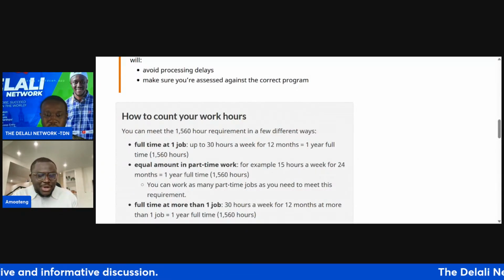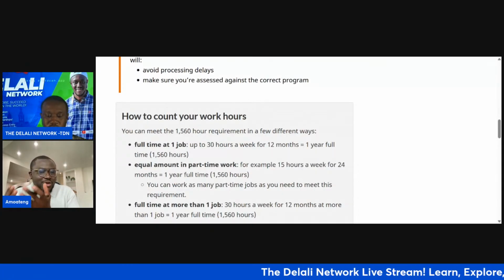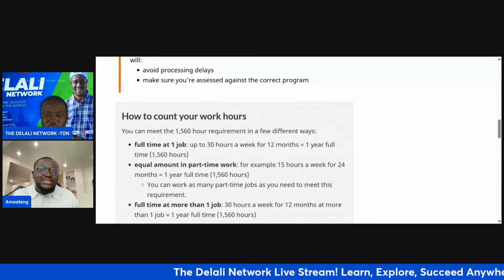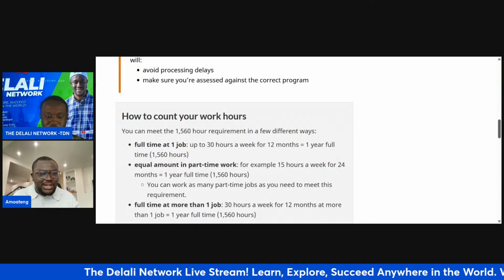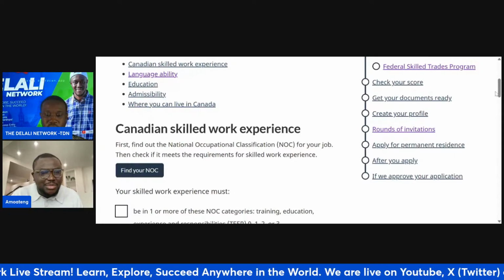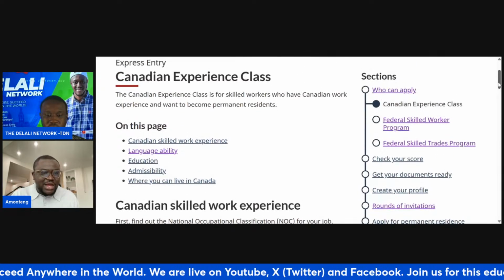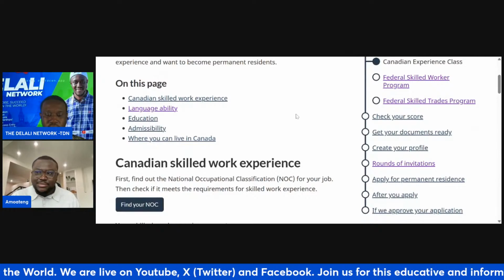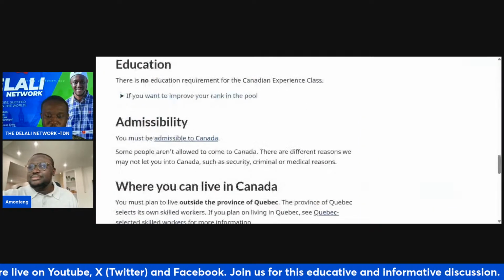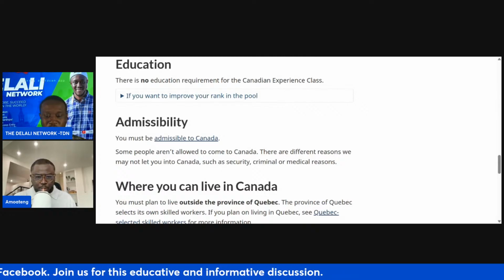So there is one part of you meeting the requirement and another part of you being competitive, right? If you get 7-7-7, fine, you qualify, but that does not mean you are going to get it. If someone gets 9-9-9, the person has the upper hand. So, like you were saying, you have to try and maximize that, right? Okay, thank you for that clarification on the language ability.